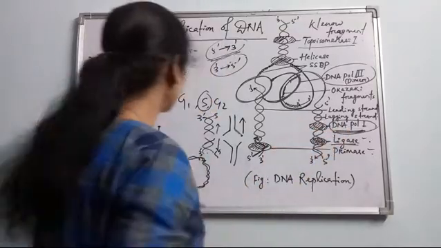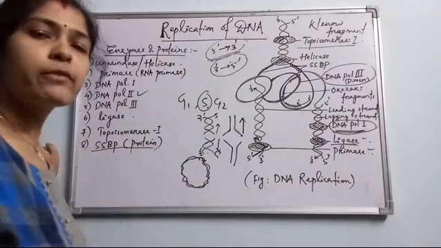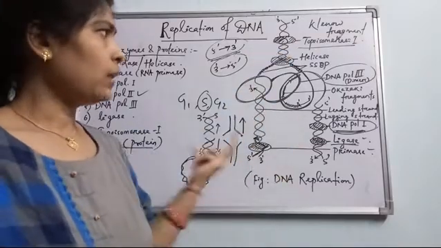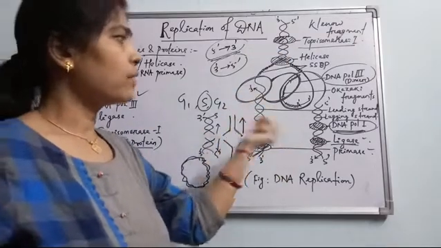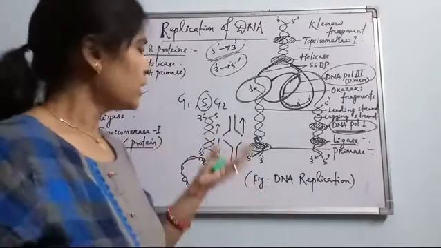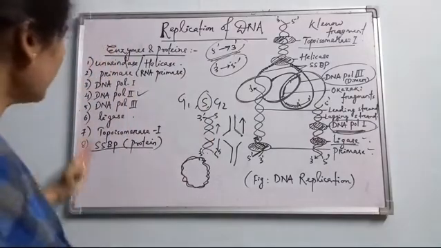Then what is the role of DNA polymerase 2? DNA polymerase 2 is responsible for repair of DNA. If during DNA replication there occurs any accidental thing, so that certain parts of the DNA need repair, then repair of DNA is done by DNA polymerase 2. So all the enzymes are needed likewise.